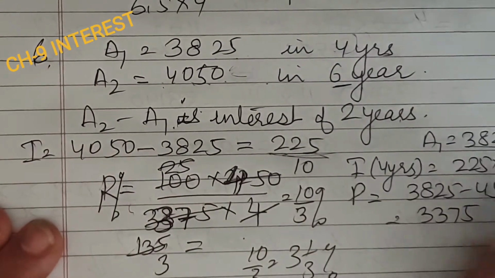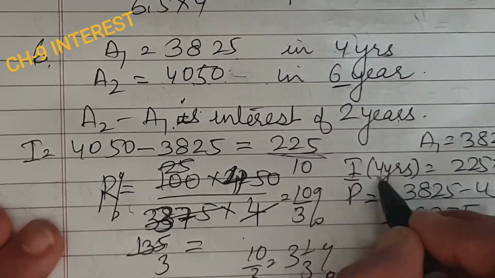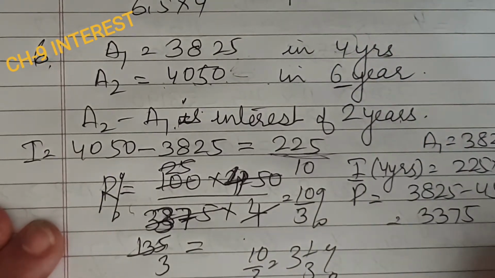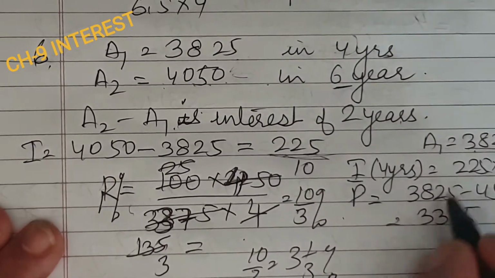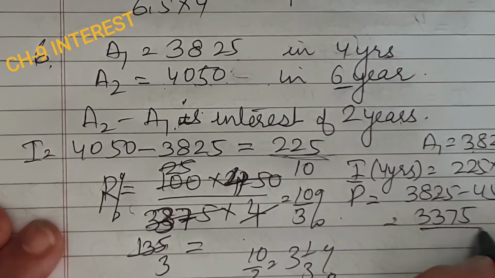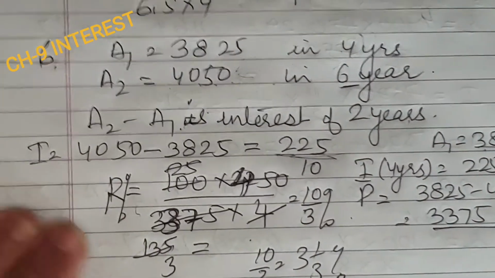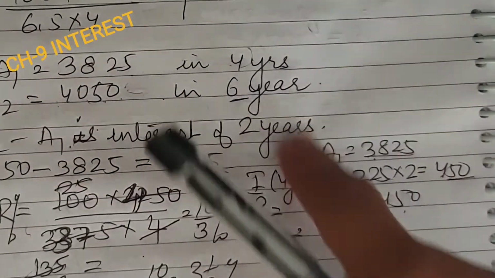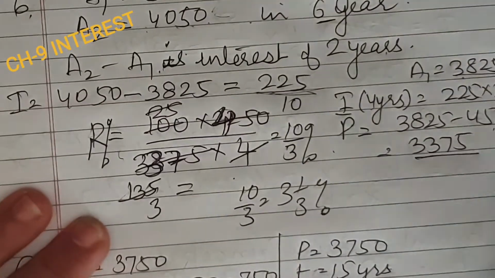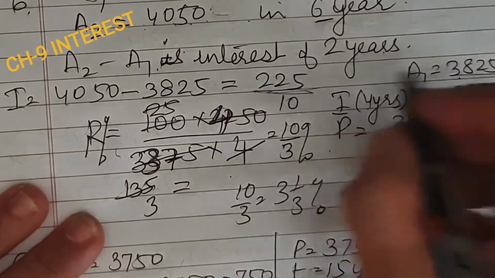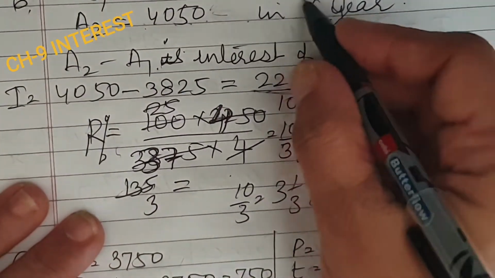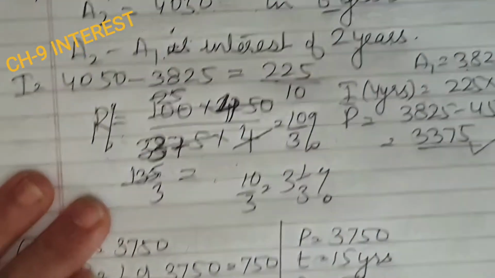And the amount is this. So what will be the interest for 4 years? Double of this, that means 450. And principal will be amount minus interest, that is 3,375. So this was the important part to be learnt in this question. Rest, now you know the principal, you know the interest, you know the time, 4 years. So you can find the rate of interest.